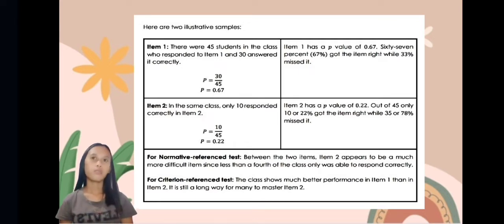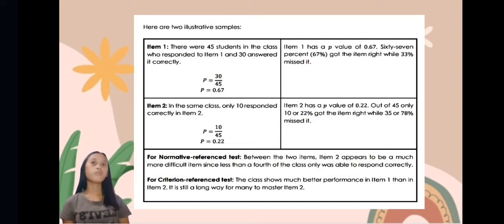So in item 2, in the same class, only 10 responded correctly. P is equal to 10, the number of students who responded correctly, over the 45 students who answered the item. If you calculate it, P is equal to 0.22. So in item 2, it has a p-value of 0.22. Out of 45, only 10 or 22% got the item right, while 35 or 78% missed it.